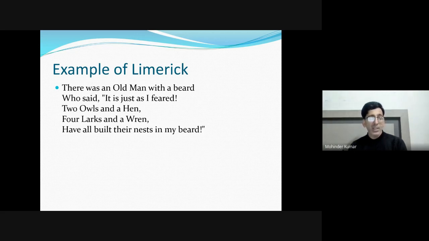First, second aur fifth line mein rhyme scheme same hogi. Aur jo hamari third aur fourth line hoti hai unki rhyme scheme same hoti hai. Aap dekh sakte ho, two owls and a hen, four larks and a wren, hen, wren. Theek hai, aur isme kitne syllables hote hain? 5 to 7. To aap dekh lo, two mein 1 syllable hai, owls mein 2, and mein 3, a 4, hen 5. To isme 5 hai, to agli wali line mein bhi 5 syllables hain. So this is another type of stanzic form that is called limerick.